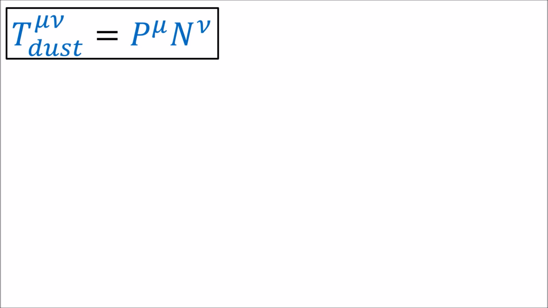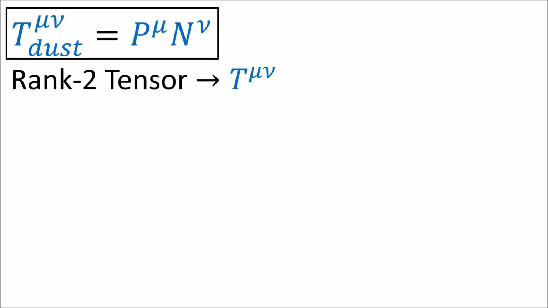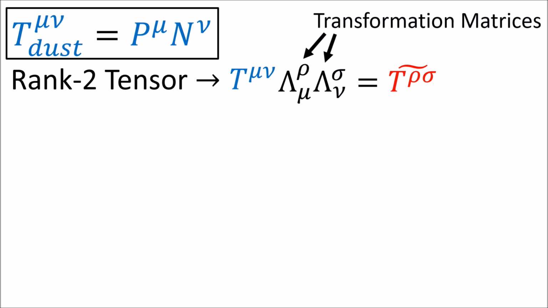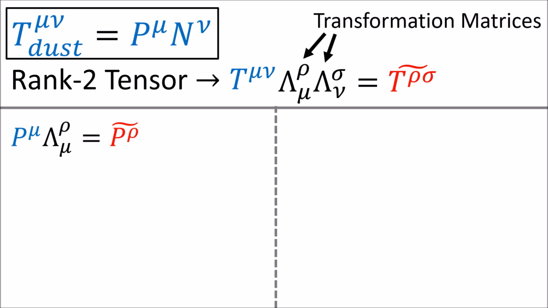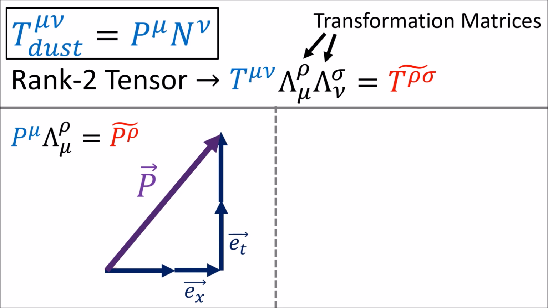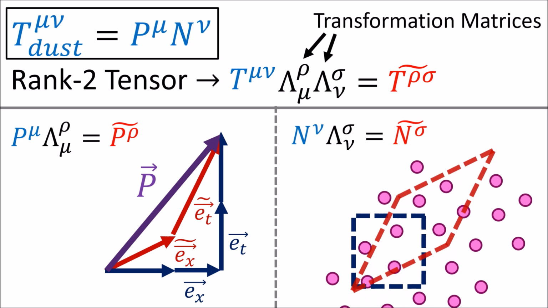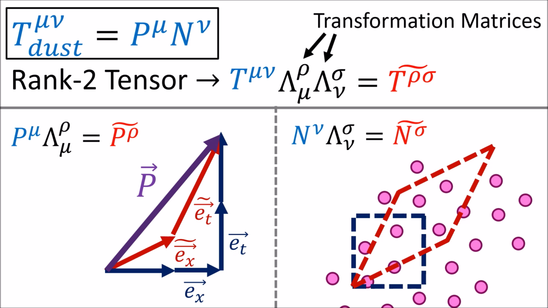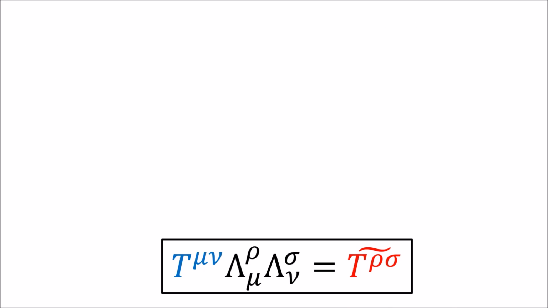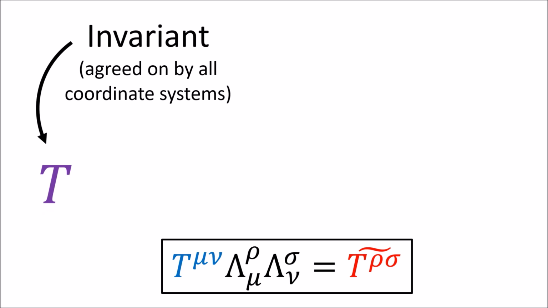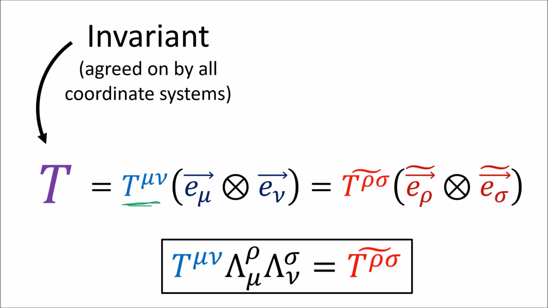This helps explain why the energy-momentum tensor is rank 2 and needs 2 transformation matrices, one for each index, when we change coordinates. One matrix changes the components of the momentum vector, and the other matrix changes the spacetime orientation of the unit box we use to compute momentum density. The energy-momentum tensor itself is invariant and agreed on by all coordinate systems, but the components we get will depend on the basis vectors used to measure the momentum densities.